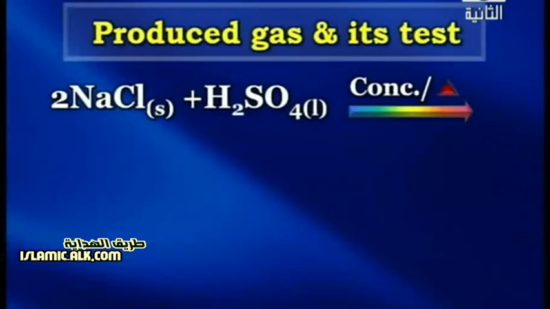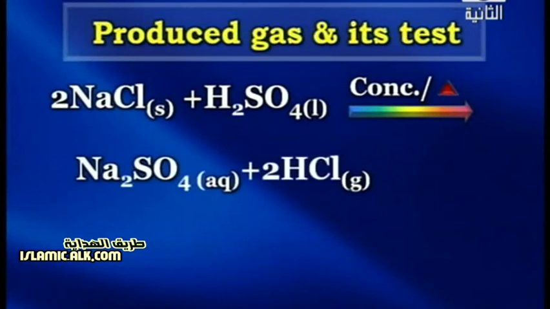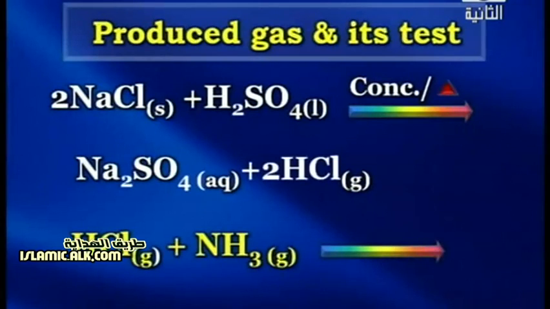Here is the equation of the reaction. 2NaCl plus H2SO4 concentrated and heat gives sodium sulfate plus hydrogen chloride gas. Then hydrogen chloride gas, when it reacts with ammonia gas or ammonia solution, gives ammonium chloride fumes.